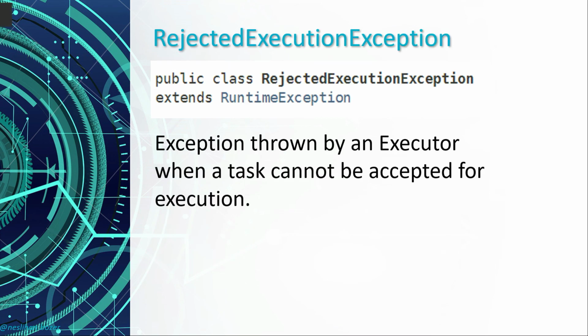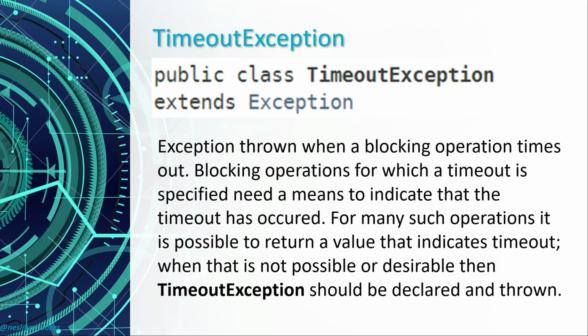RejectedExecutionException is thrown by an executor when a task cannot be accepted for execution. TimeoutException is thrown when a blocking operation times out. Blocking operations for which a timeout is specified need a means to indicate that a timeout has occurred. For many such operations, it is possible to return a value that indicates timeout. When that is not possible or desirable, a TimeoutException should be declared or thrown.